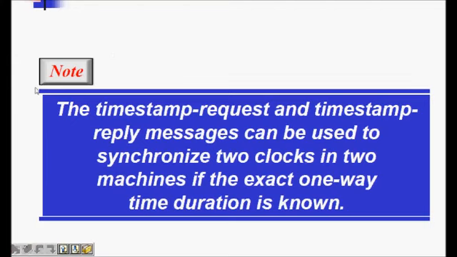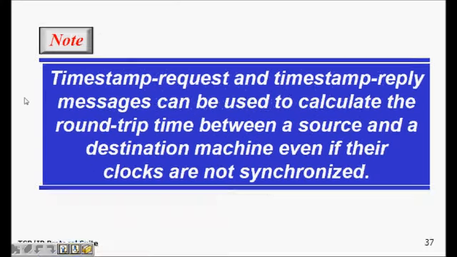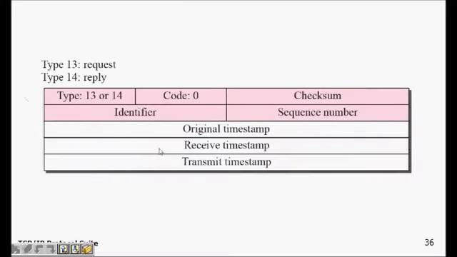So let's see what fields are available. Original timestamp, received timestamp, and transmit timestamp. These three timestamps are given, and you have to calculate the round trip time. For the original timestamp, I send a request and put my timestamp, let's say a very large value, 3 o'clock at my side. For the received timestamp, the other party receives the request, and let's say his clock was not synchronized, he says it is 4 o'clock.